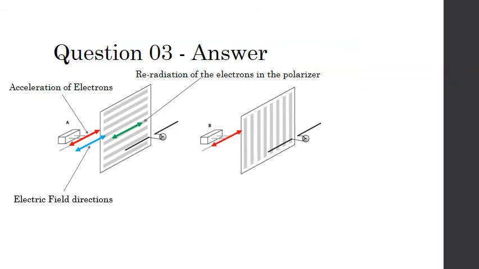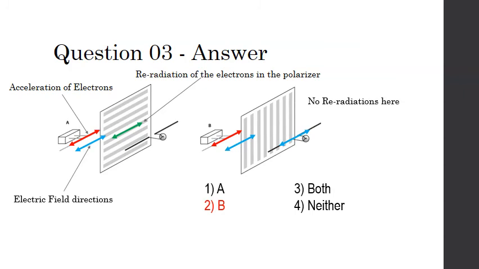Now if we look at B, B has the same acceleration of electrons as A. It produces the same electric field direction, but since the electrons cannot be accelerated perpendicular to the slats, you get no re-radiation. So the initial radiation that hits the polarizer is transmitted through the polarizer, just like we've talked about before, and then it energizes the electrons in the receiving antenna and lights the bulb brightly. So the answer to this question is B.